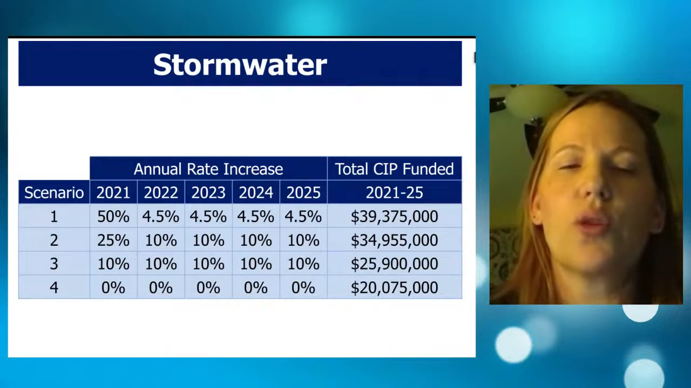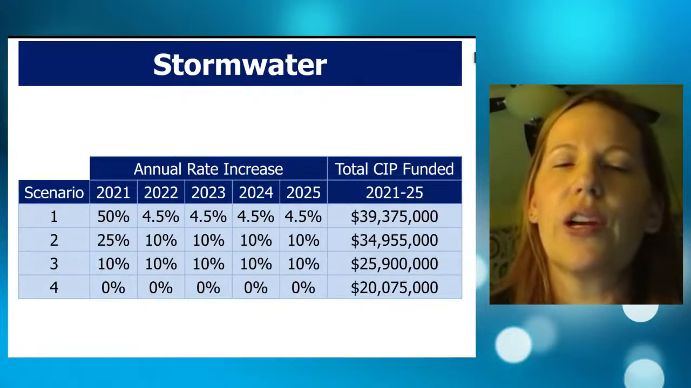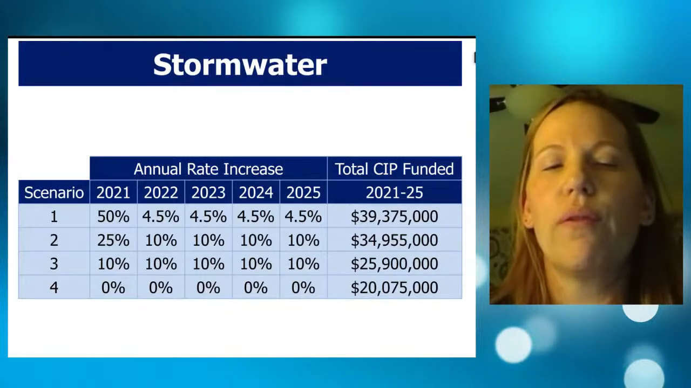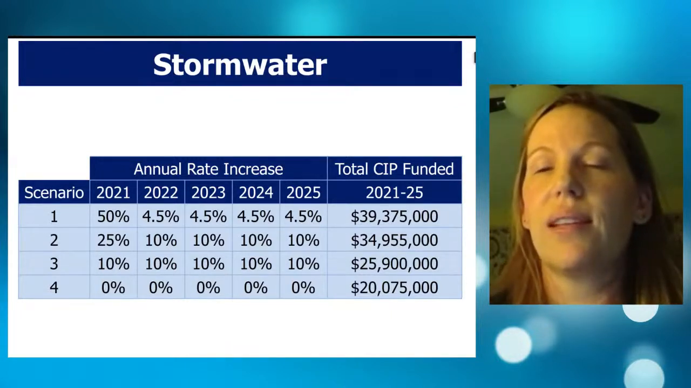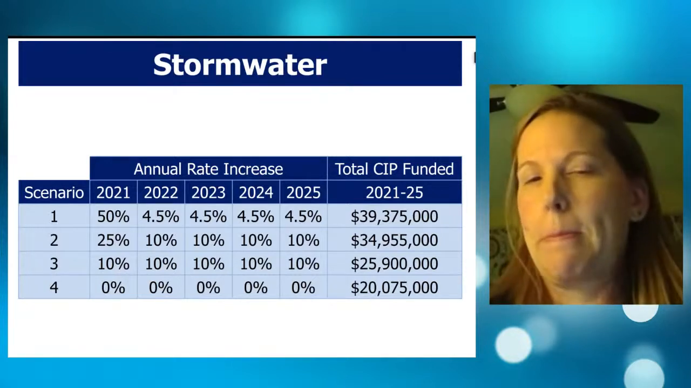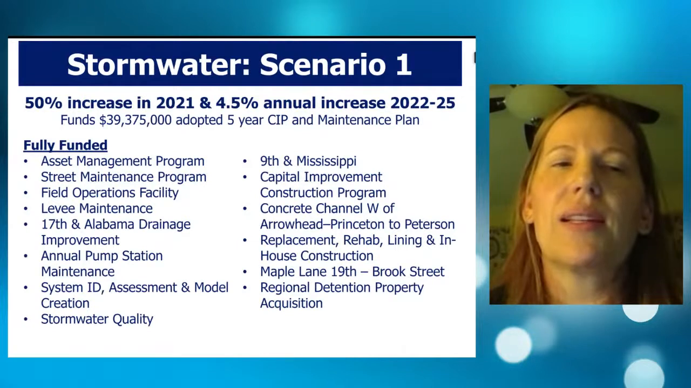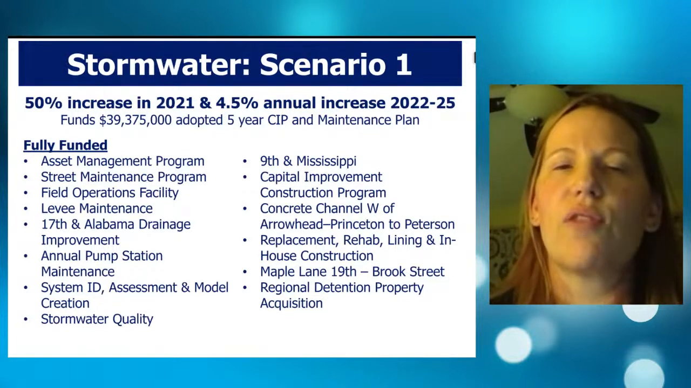In scenario two, it's a 25% rate increase in 2021 with a 10% increase each year after that. Scenario three, 10% each year for 5 years. And scenario four would be the no rate increase scenario. As you can see, looking at the total CIP funded, you have almost $40 million funded in the first scenario. As you go down, you lose about $4.5 million in scenario two, and then $9 million in scenario three, and then you're basically funding about half the adopted CIP in scenario four. Scenario one, again, just to reiterate, fully funds the adopted budget and CIP. And this is just the list from the actual CIP.